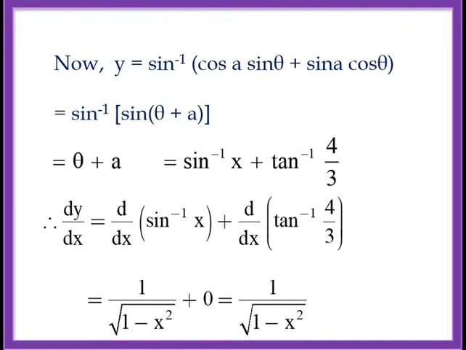Now, what is theta? Sin inverse x. So, y becomes sin inverse x plus A, which is tan inverse 4 by 3. Now, derivative part. Derivative of sin inverse x is 1 upon root 1 minus x square. Derivative of constant is 0. So, this is the final answer.